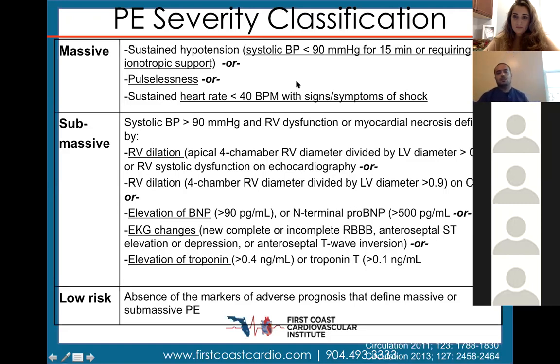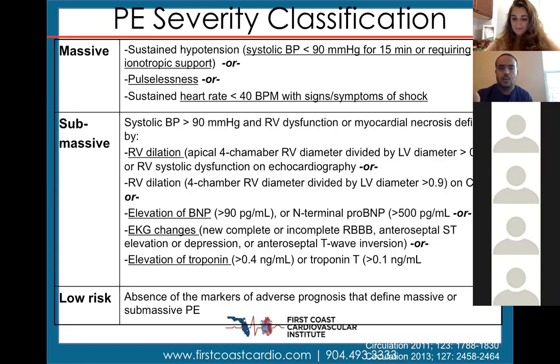So PE is typically classified into massive, submassive, and low risk. And the management of massive and low risk is pretty clear cut. But let's talk about the classification itself. For massive PE, by definition: sustained hypotension, blood pressure less than 90 for 15 minutes or requiring inotropic support. Pulseless is by definition massive. Sustained heart rate less than 40 beats per minute with signs of shock.